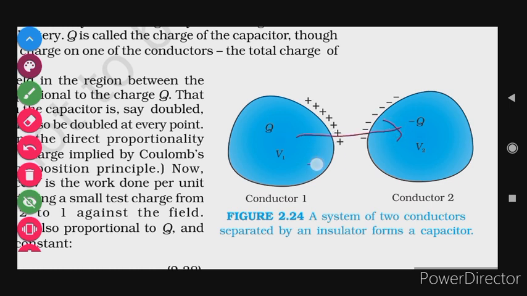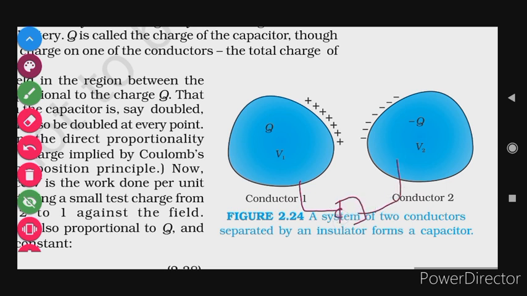So this is the electric field in this direction. If I have to move a unit positive charge from this conductor to this conductor, I have to do a certain amount of work, and that amount of work per unit charge will be the potential difference. So the potential difference is simply the work done per unit charge, or the energy per unit charge. And this work has been done by the battery.